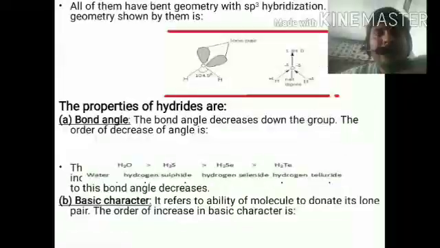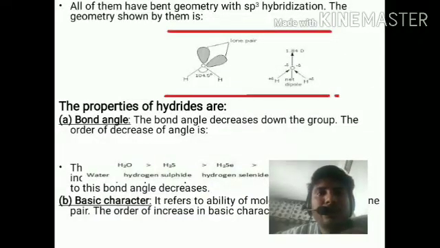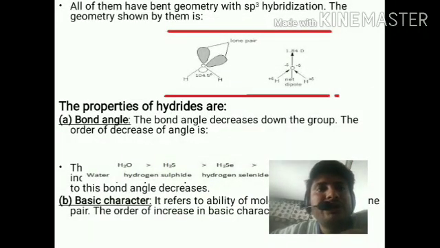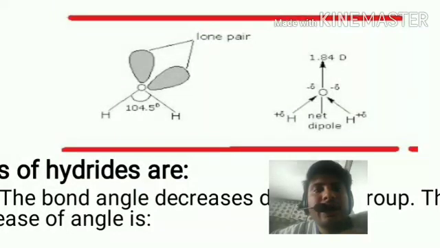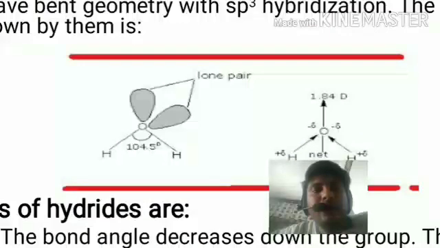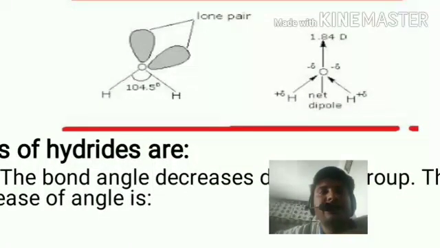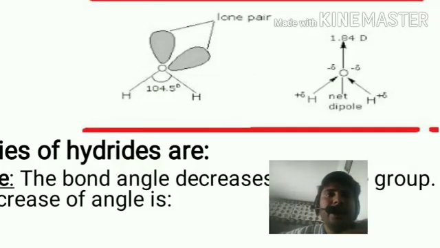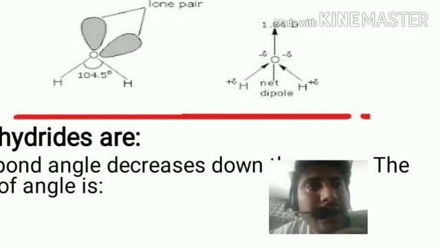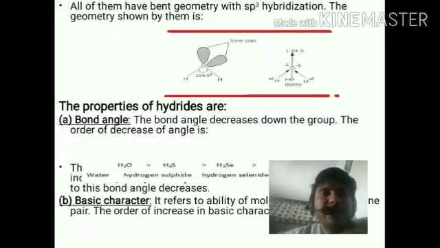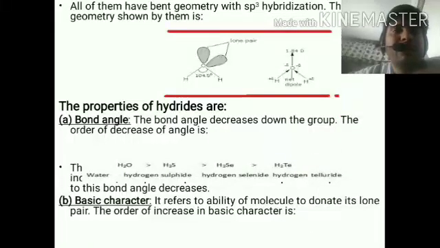Now move to the next slide. This is the structure of water. The geometry shown by water, H2O, is bent with sp3 hybridization, and these are the lone pairs. One and two lone pairs are present, and the bond angle is 104.5 degrees. There is also a net dipole moment because oxygen has high electronegativity, so the electron shifts from hydrogen to oxygen, so the net dipole moment is high.